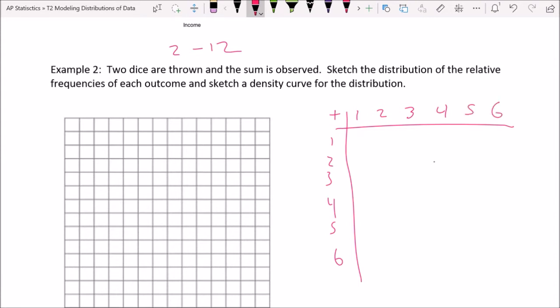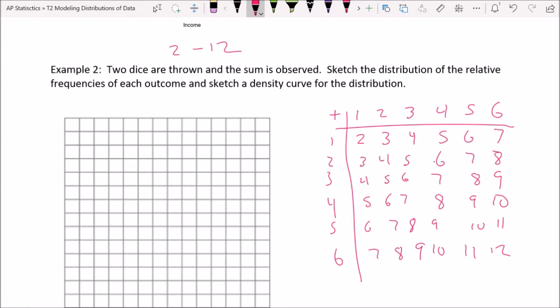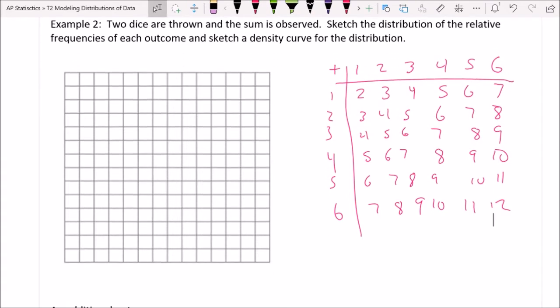Then we're just going to fill in this table with all the sums. For example, if you have a 1 and a 1, that's a sum of 2. A 1 and a 2, that's a sum of 3, and so on. Let's finish filling this out. Ta-da! There's our complete table. The smallest value in the table is a 2 and the largest is a 12, and that makes sense. We said the values would range from 2 to 12.